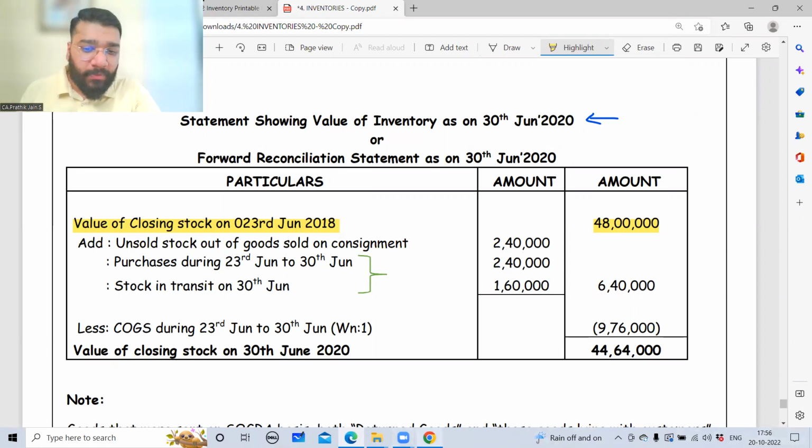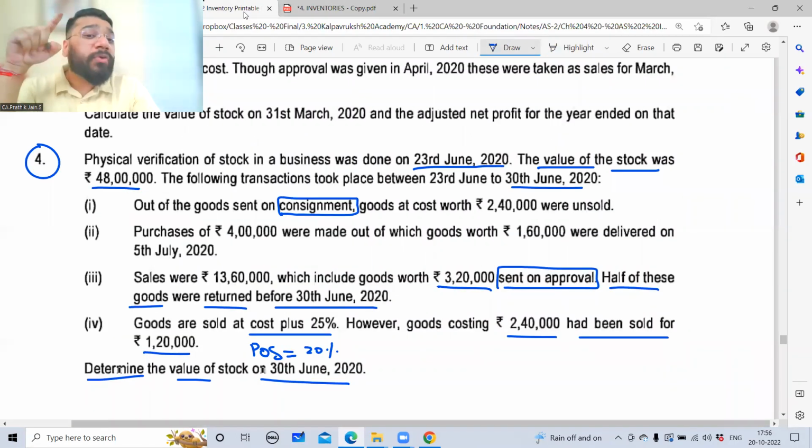Now, the question here says that out of the goods sent on consignment, goods at cost of 2,40,000 were unsold. Now, this line is there, no? Out of the goods sent on consignment. This is what is creating a lot of confusion for people.